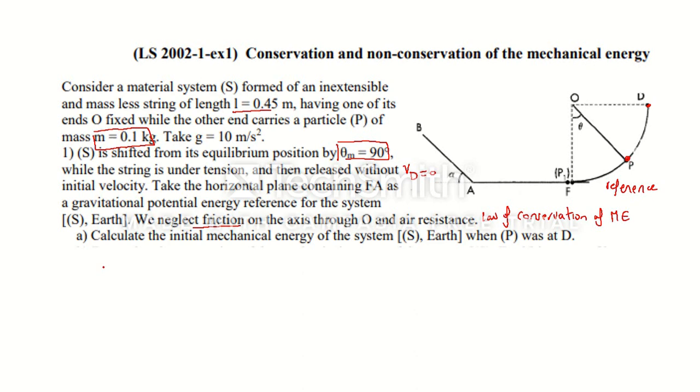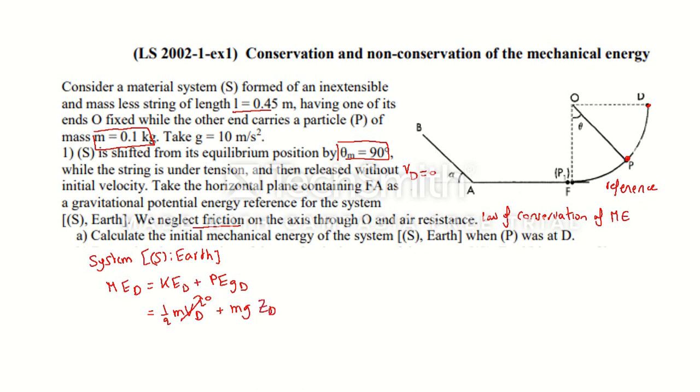Calculate the initial mechanical energy of the system when P was at D. So in order to find the energy, we say the system is S and Earth, and we must find ME at the point D, which is equal to KE at the point D plus PEG at the point D. Now KE is half m vD square. We already said that it will be released without speed, so this will be equal to 0, plus m g zD. Now since D is above the reference, it's positive, so it will be m g plus hD.